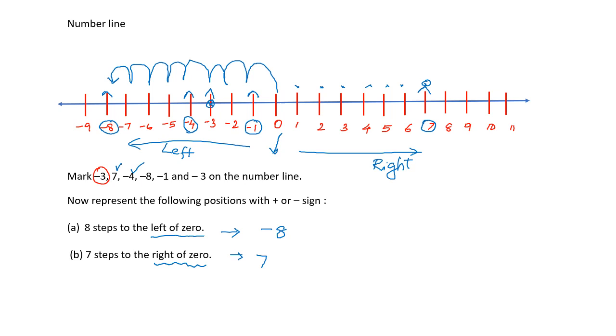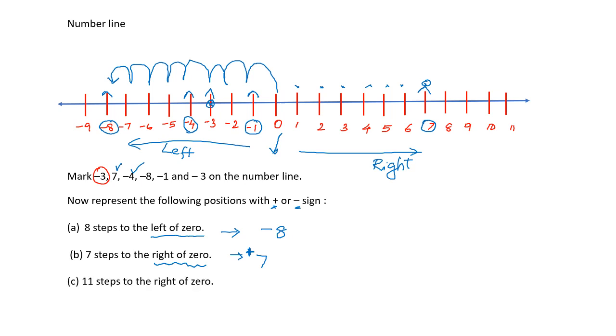Positive 7. You can write it as plus 7 because they have asked us to write plus or minus sign. Usually if it is positive we don't write plus 7. Only the negative sign we show. Otherwise it is understood that it is positive. But because they have asked us to write plus sign, we'll write it as plus 7.